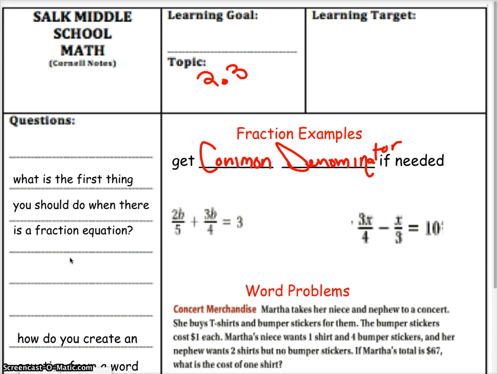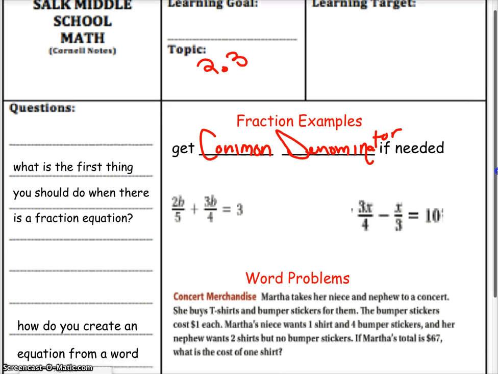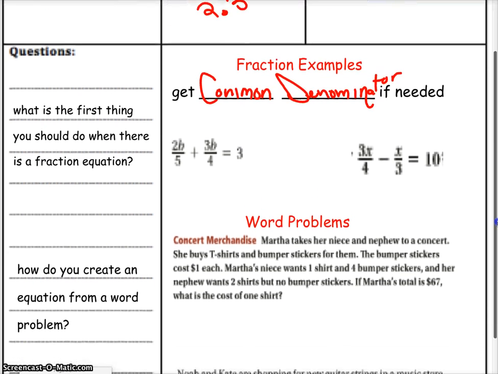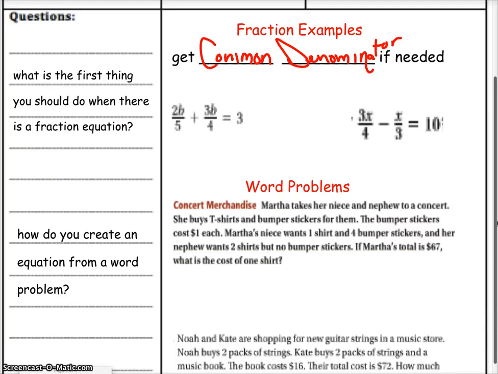So, get a common denominator if you need one. This first example: 2b over 5 plus 3b over 4 equals 3. The b is in two spots. I need it in one spot before I solve, so I need to get these two together. Now I can't combine them right now because I have a denominator of 5 and 4.